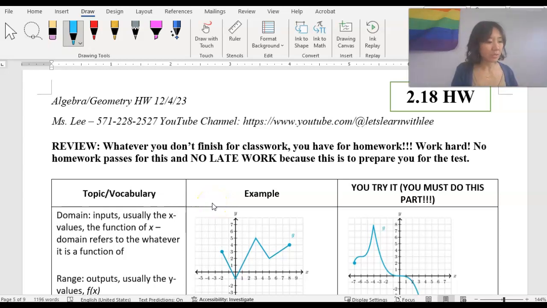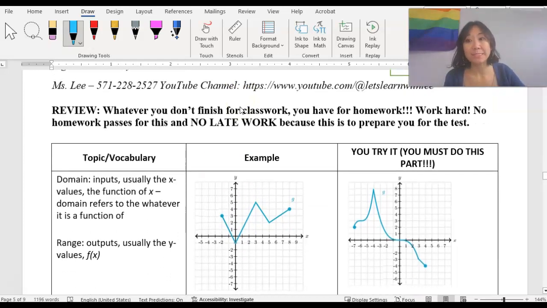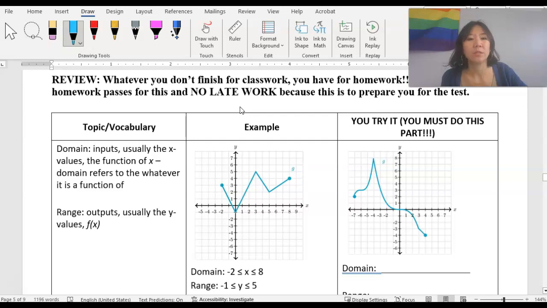Homework 3.18 today is mostly review of what you will see on your test tomorrow. So please make sure to listen to the video. I'm actually going to give you two code words today, one randomly and one at the end, to make sure you're listening to the whole thing.